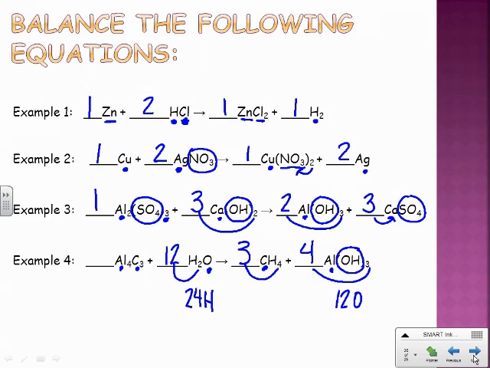So 3 times 4 is 12 H's from this methane. And then again, I have 4 times 3, so another 12 H's from this hydroxide. So 12 plus 12 gives me 24 H's on the right side. So now your entire equation is balanced. Your coefficients are 1, 12, 3, and 4.